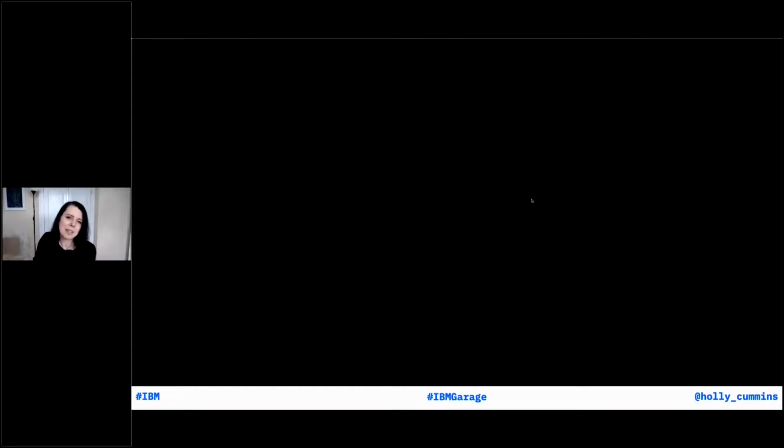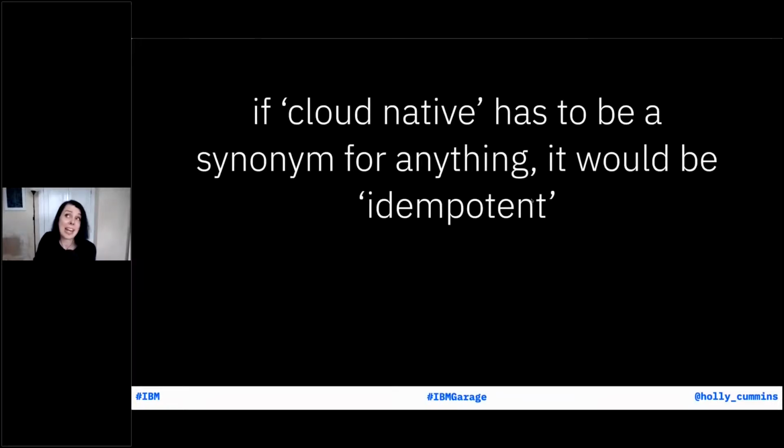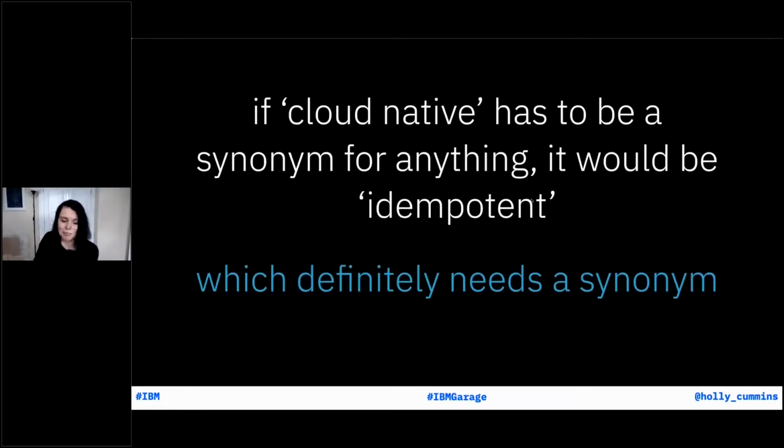And really, if cloud native has to be a synonym for anything, it should be a synonym for idempotent. And I find idempotent hard to even say, much less remember what it means. So that definitely needs a synonym.